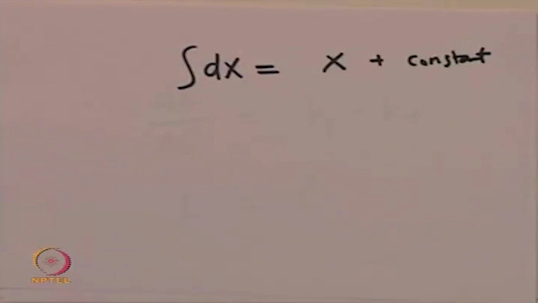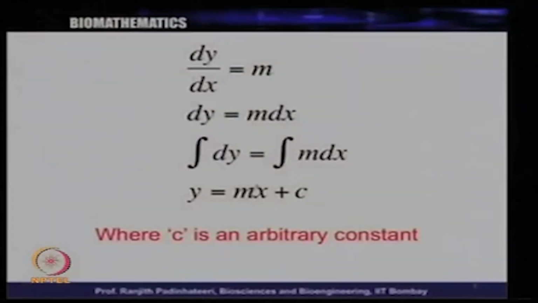So, that is the integral of dx. From this rule, by understanding this, we can understand that the integral of m dx is m times x plus a constant. So, what we have is that y is equal to the integral of dy, which is y equals mx plus c. So, this is a straight line.